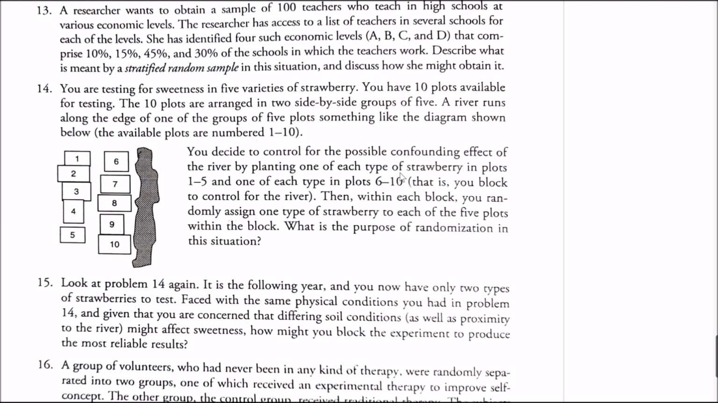So let's look at number 13. In this, it says a researcher wants to obtain a sample of 100 teachers who teach in high schools at various economic levels. The researcher has access to a list of teachers in several schools for each of the levels. She has identified 4 such economic levels, A, B, C, and D, that comprise 10%, 15%, 45%, and 30% of the schools in which the teachers work. So this is a total of 100. Okay. Describe what is meant by a stratified random sample in the situation and discuss how she might obtain it.